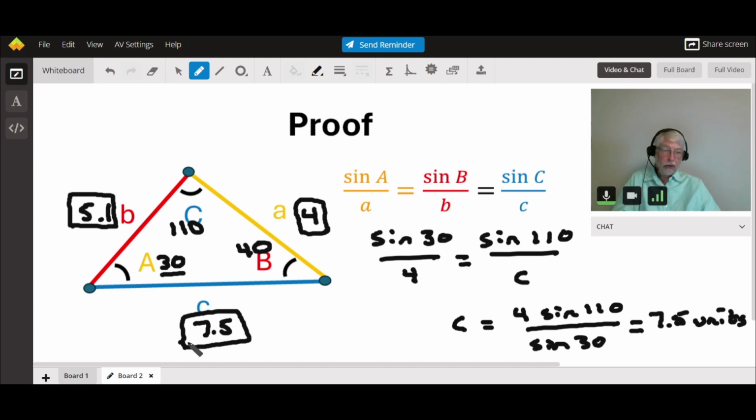And you can see how beneficial it is to know the law of sines. You're just setting up basic proportions and solving.